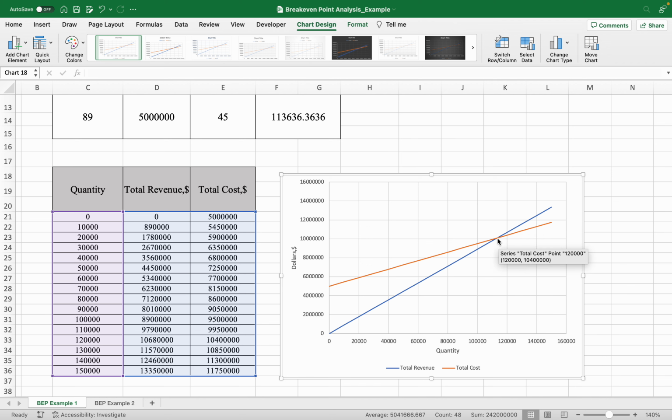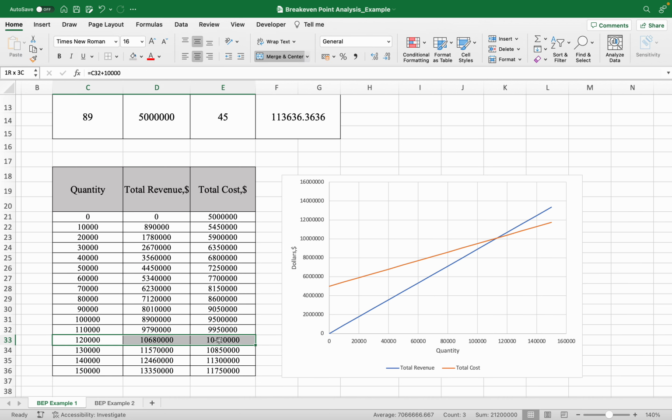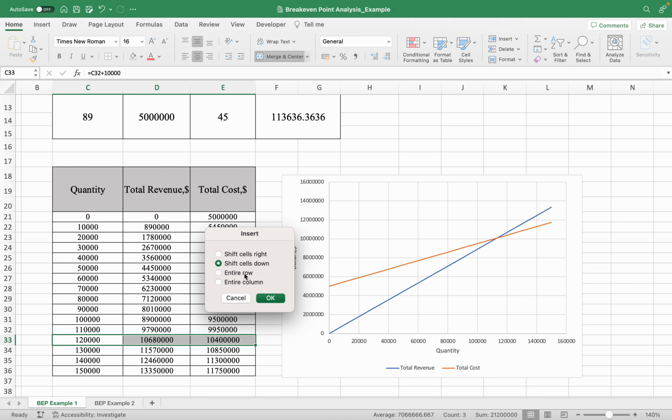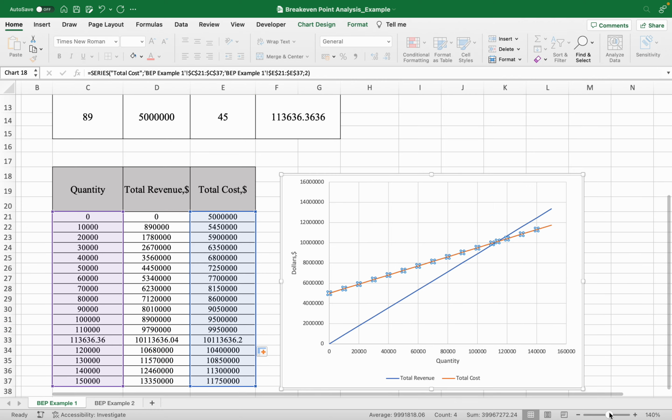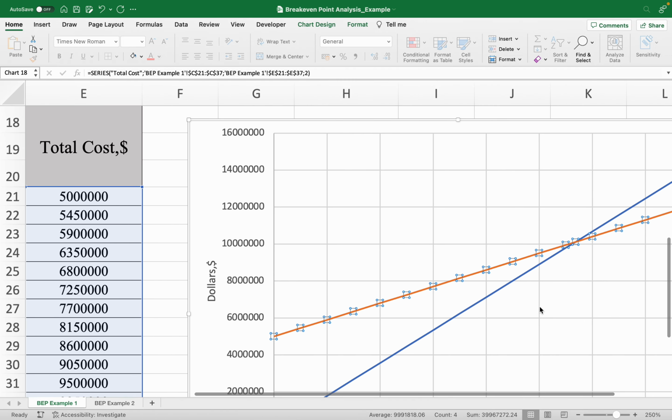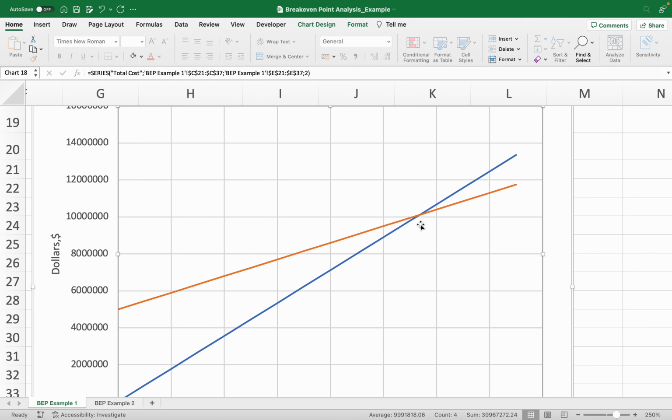So in here, it's not fully detailed where the break-even point is, but if we insert that specific amount, so let's insert an entire row. Let's put this number here, 113,636.36, and drag these numbers down here. If we zoom in here, we get to see exactly that this here is the break-even point, and it's exactly at the number we calculated before, which is 113,636. So that's it for this video.